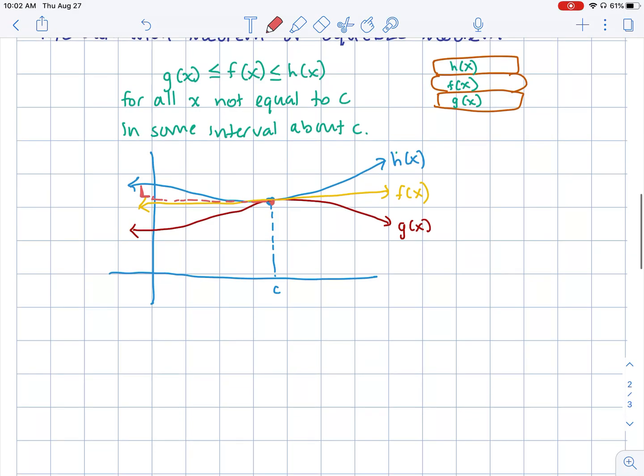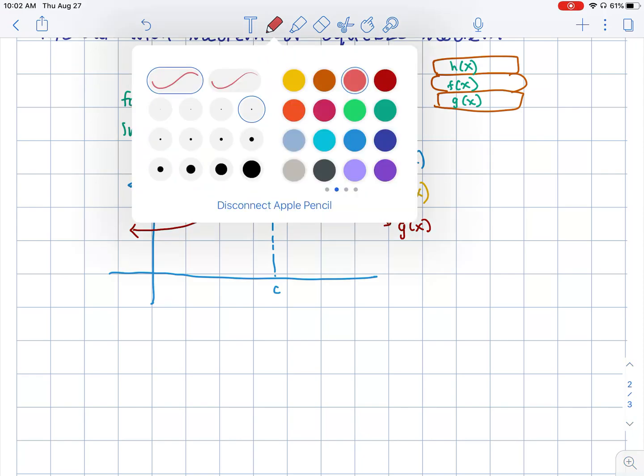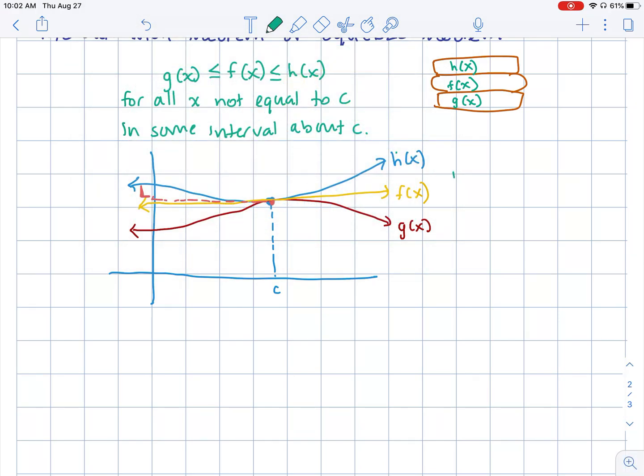All right, so we have our inequality, and let's say that we knew another key piece of information, and that is that the limit as x approaches c of your bottom function, g of x, also happens to be equal to the limit as x approaches c of your top function, h of x, and that value is L. So if the limit of those two functions at c is equal to L, what conclusion can we draw about the bologna or the middle function?